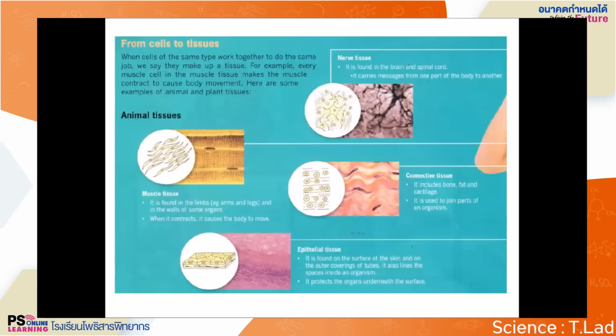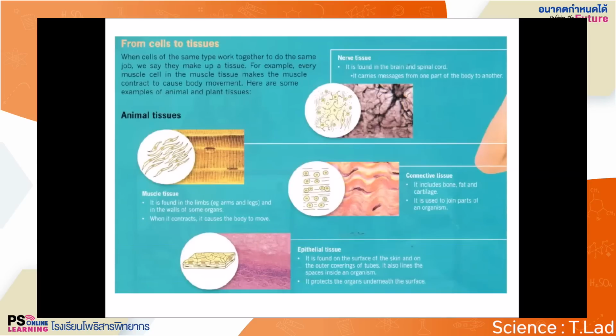Next, so we finished the different types of cells. The next level is a tissue. So from cells to tissues. What are tissues? So tissues are made up of similar cells. So the same type of cells work together to do the same job.